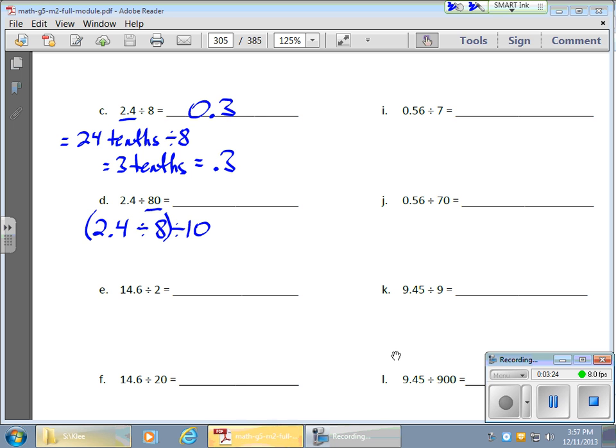Now you can, if you want, and I'll show you in a minute, switch these, and my students ask that all the time. Can I switch these? Is it all right if I divide by 10 and then divide by 8? And the answer is yes. But for now, we're going to stick to this, and I'll show you the other way in a second.